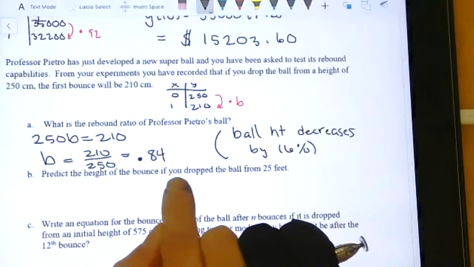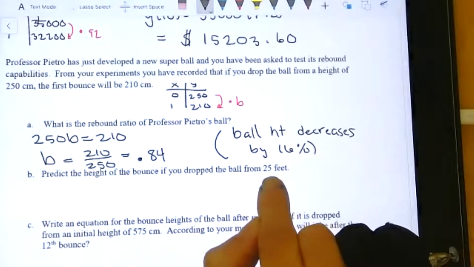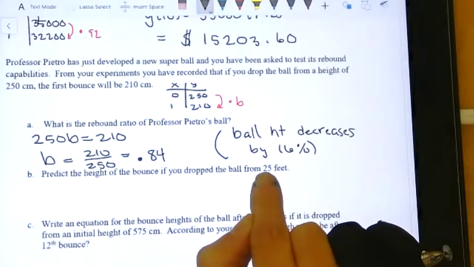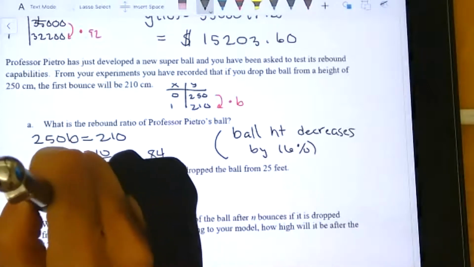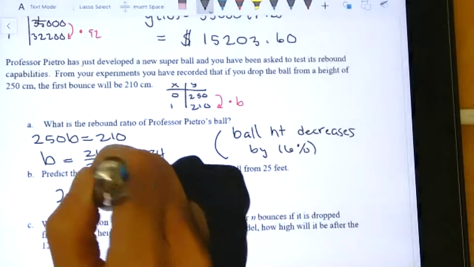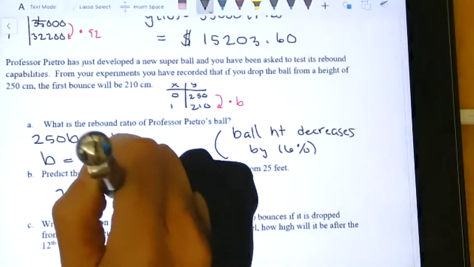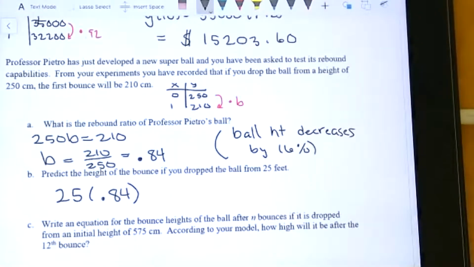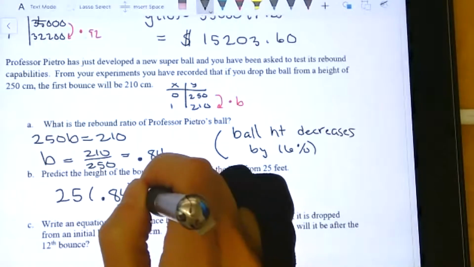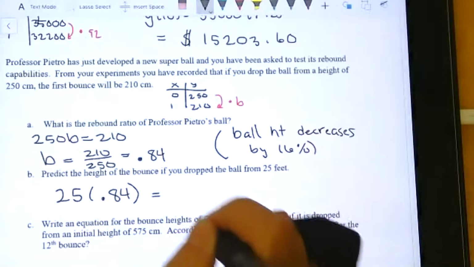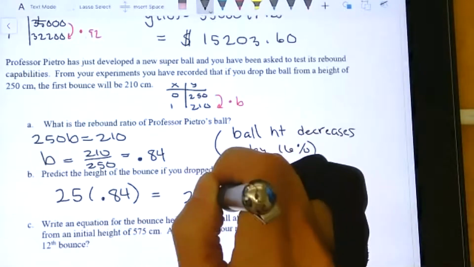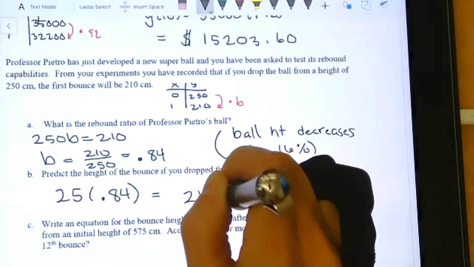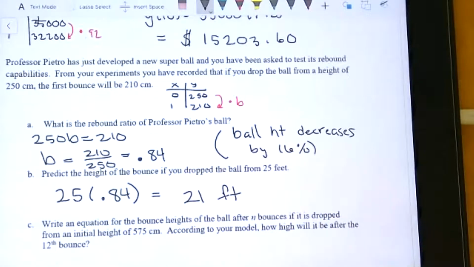Okay, predict the height of the bounce if you drop the ball from 25 feet. So we're going to drop the ball from 25 feet, and we know that the next bounce is always 84%. So 25 times 0.84 is 21. Could have figured that out. 21 feet. Okay. So if you drop the ball from 25 feet, it will bounce back to 21 feet.